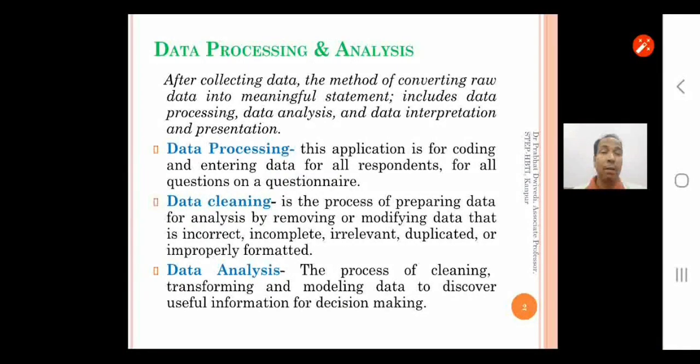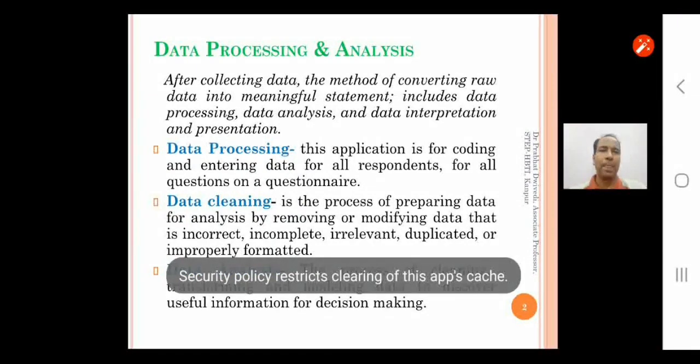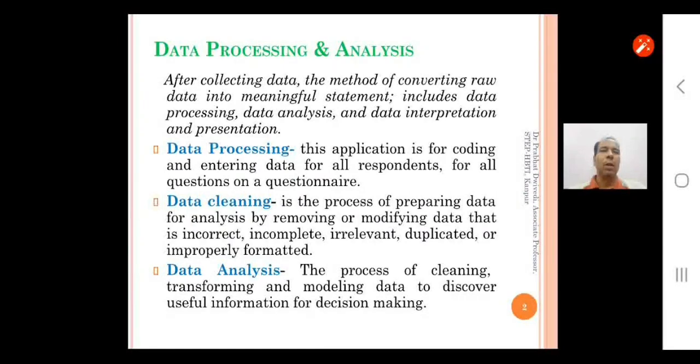Data editing, coding, data presentation, etc., can be called in one word as data processing. So let's understand what a common terminology related to this data processing is. Data processing is for coding and entering data for all respondents, for all questions on a questionnaire. Once we collect data, we need to do coding, editing, cleansing, compilation, presentation, etc. This is known, in one word, as data processing. Whatever we do with the data so as to analyze the data is known as data processing.